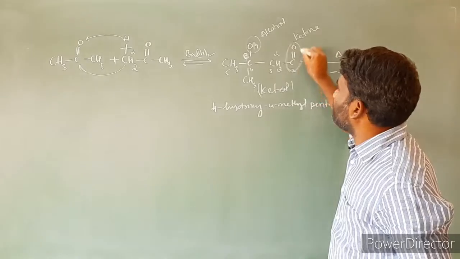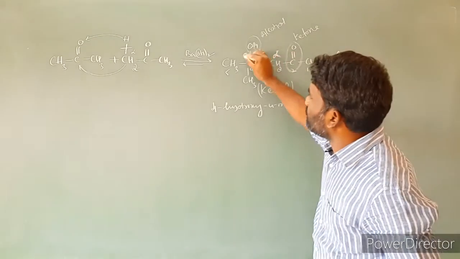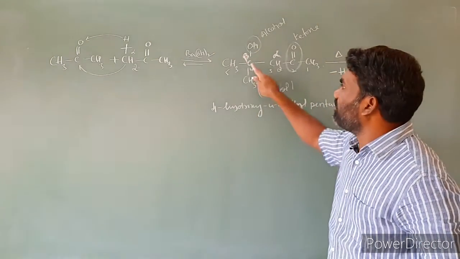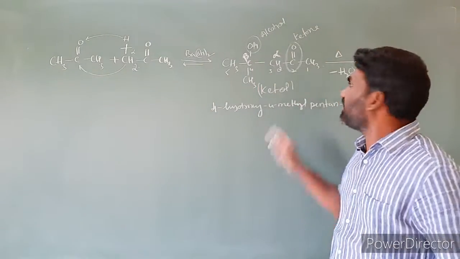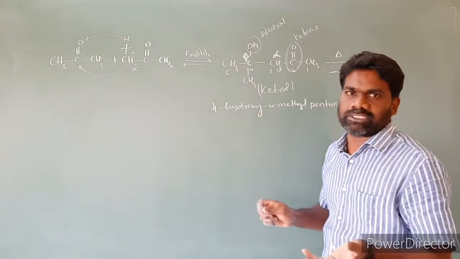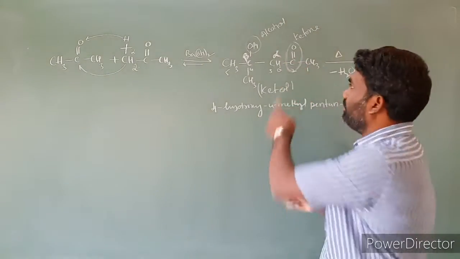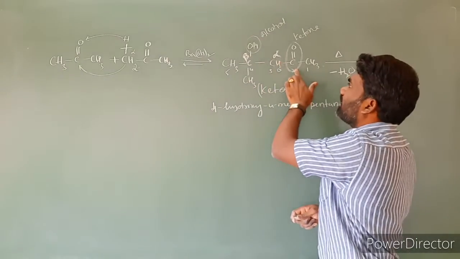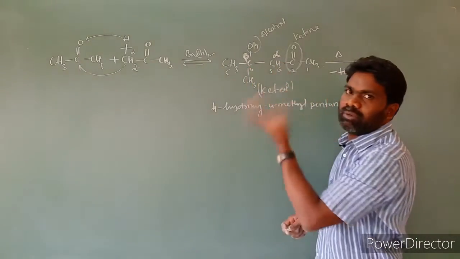This is the carbonyl carbon, the next carbon is called the alpha carbon, and the next carbon is called the beta carbon. Between the alpha carbon and beta carbon, make a double bond by removing water. This is a short method to remember: between alpha carbon and beta carbon, you can write the double bond.